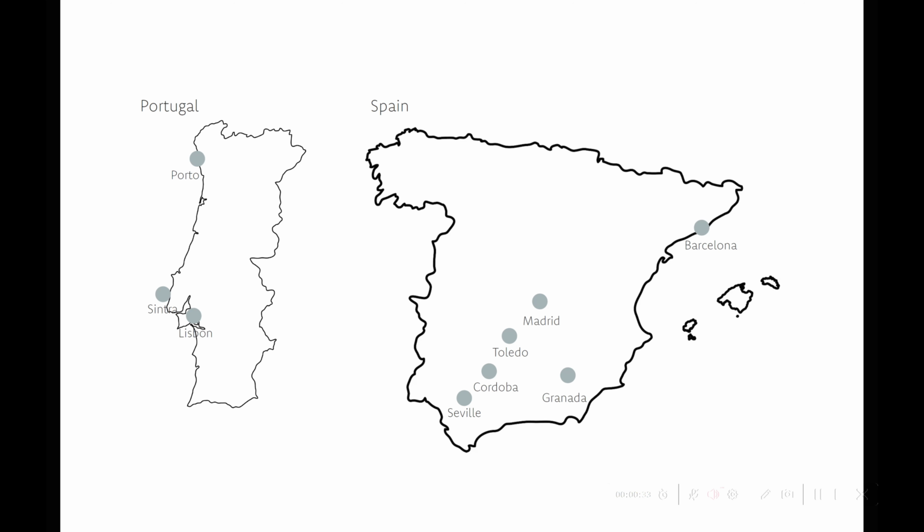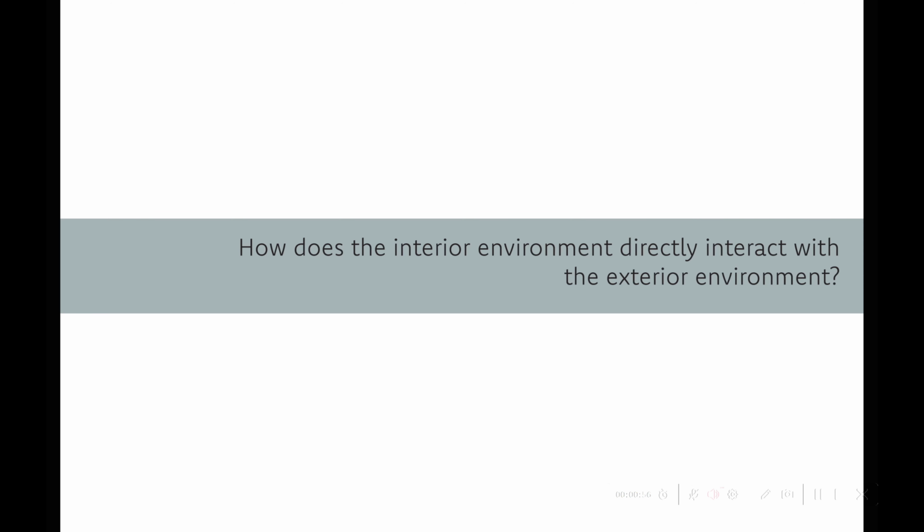back into Spain. My travels definitely ignited my passion for understanding how the spaces that we inhabit interact with the world outside. As humans spend about 90% of our time indoors, it's interesting to study how the exterior environment directly interacts with the interior environment, which is where I discovered my research question and where I was going to learn the most. So my research question is, how does the interior environment directly interact with the exterior environment?